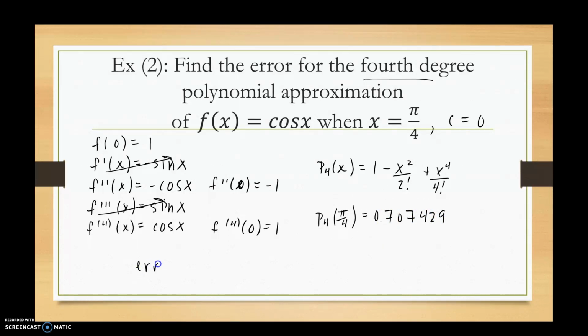So then the error would be the absolute value of the cosine of pi over 4 minus our approximate value, and that would come out to 0.0003. So a small error in the approximation and the actual value.